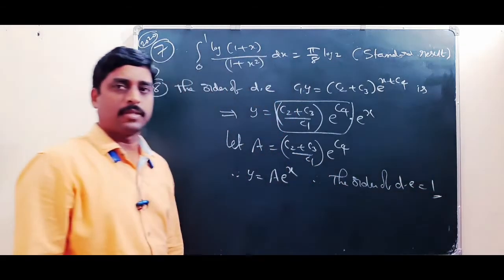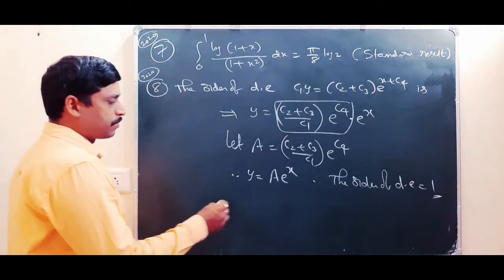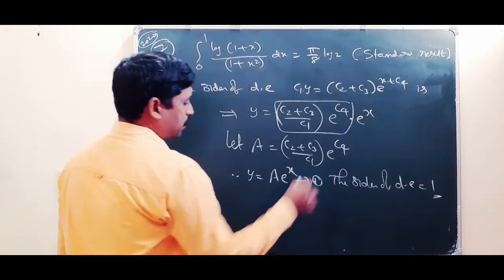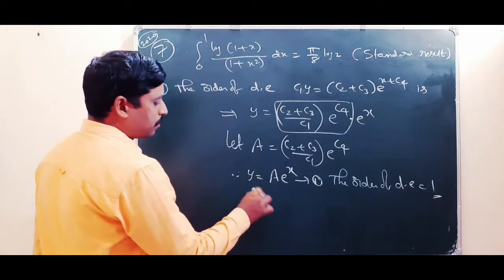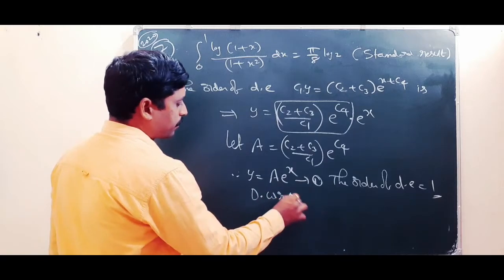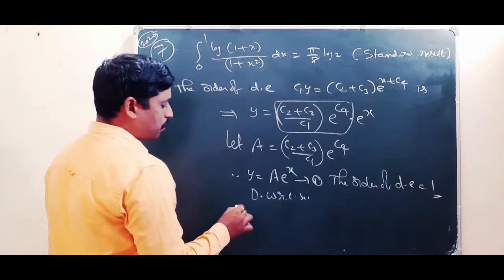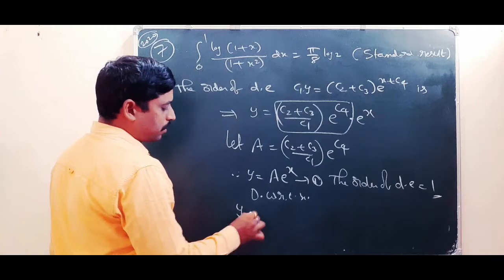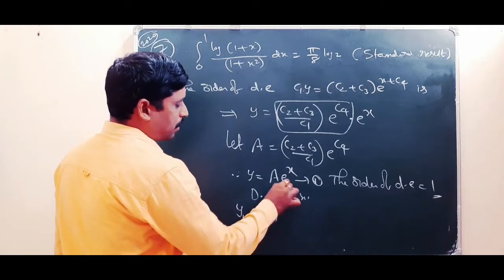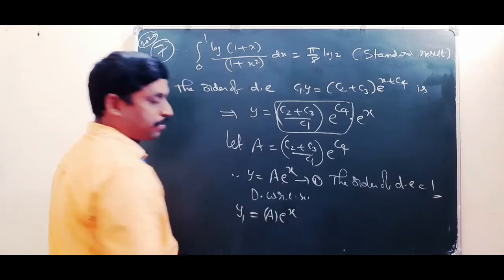This is the direct process. So according to the process, now I explain. Let us take equation 1. Now apply the derivative on both sides with respect to x. The differentiation of y, we have y1 is equal to a into the derivative of e to the power x, which is e to the power x.